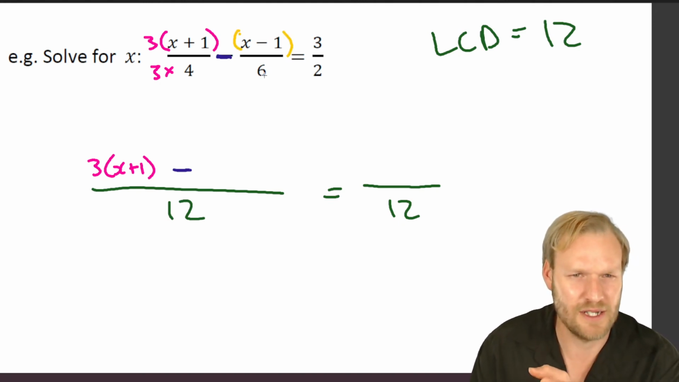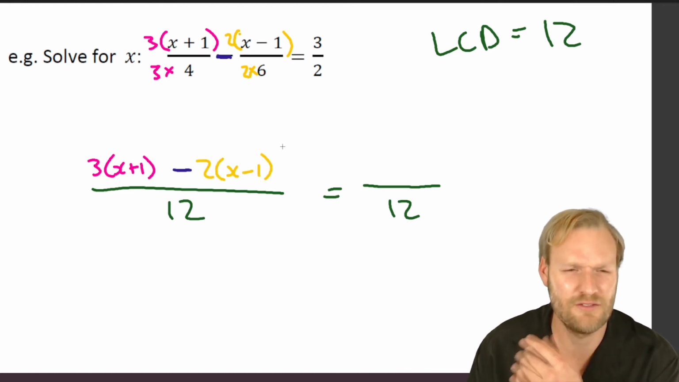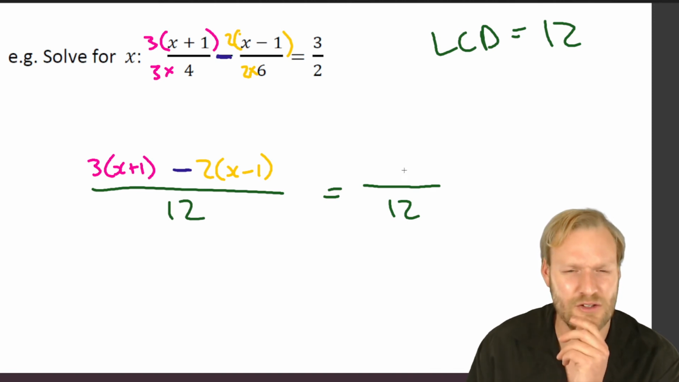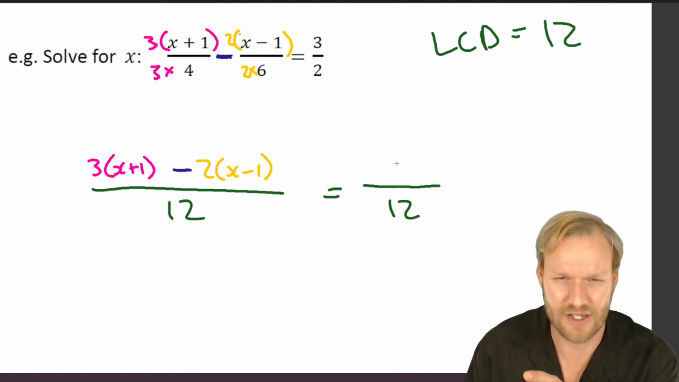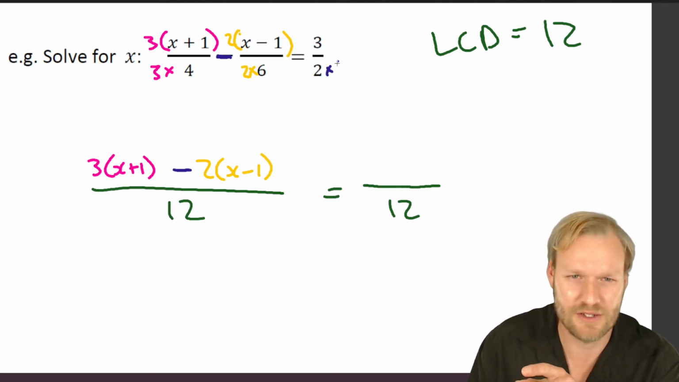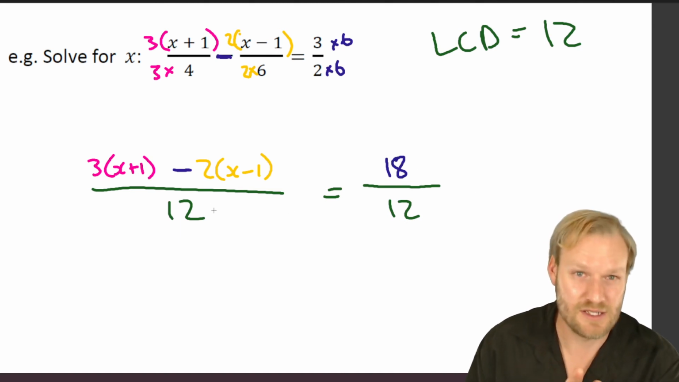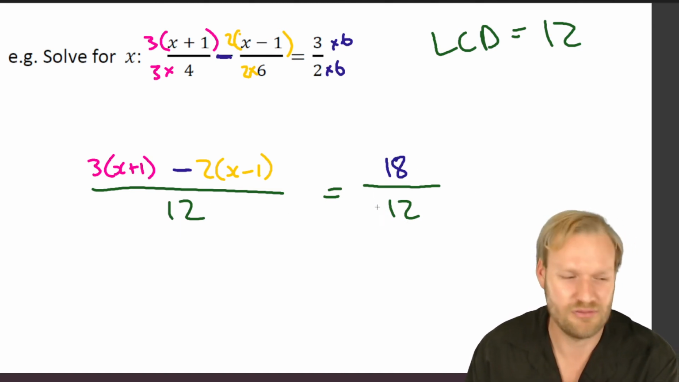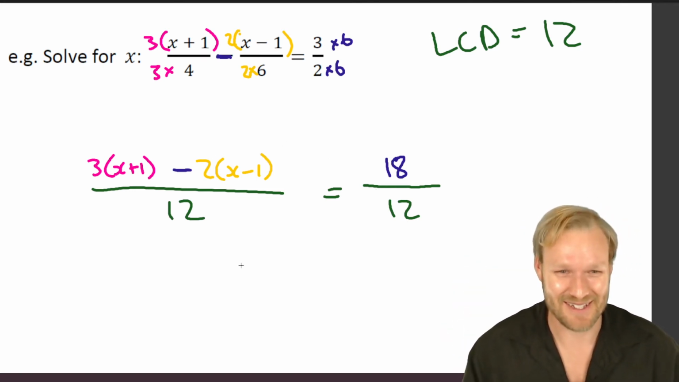Now we need to multiply 6 by 2. What you do to the bottom, you do to the top. So x minus 1. So it's an equivalent fraction. Okay, and on the right hand side, what needs to be in the numerator over here? Well, we've multiplied this by 6, multiplied this by 6, so we get 18. Denominators are the same, so therefore numerators are the same.